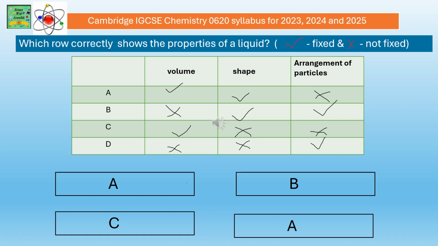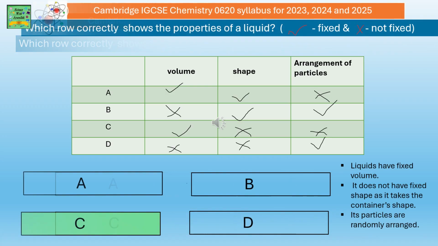Which row correctly shows the properties of liquid with regard to volume, shape, and arrangement of particles? The correct answer is C, as liquids have a fixed volume. They do not have a fixed shape as they take the shape of a container, and the particles move past one another, and thus they are randomly arranged.